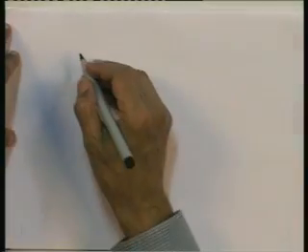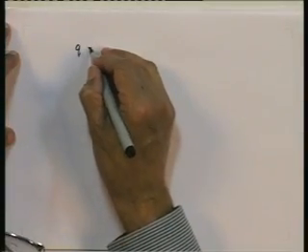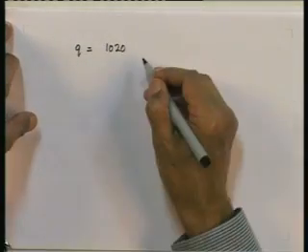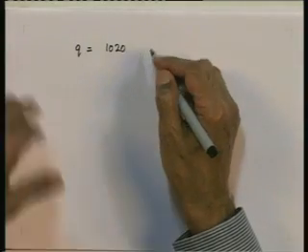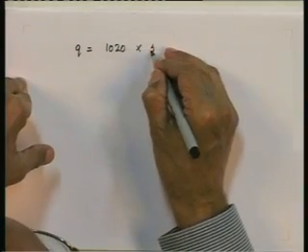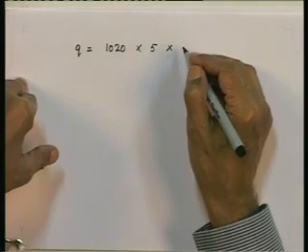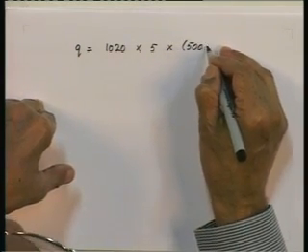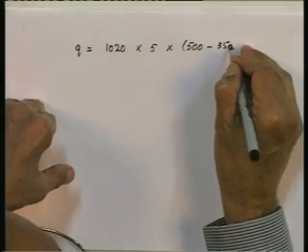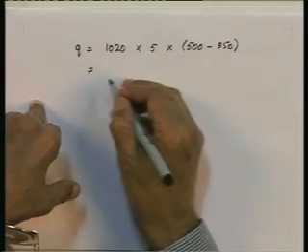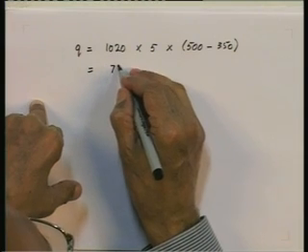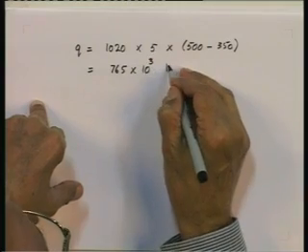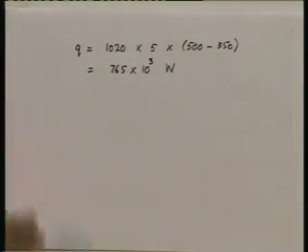Q is equal to 1020, that is the specific heat, into the flow rate 5, into the change of temperature on the hot side or cold side, does not matter which side you take, 500 minus 350, and that comes out to be 765 into 10 to the power of 3 watts. This is the heat transfer rate in the heat exchanger.